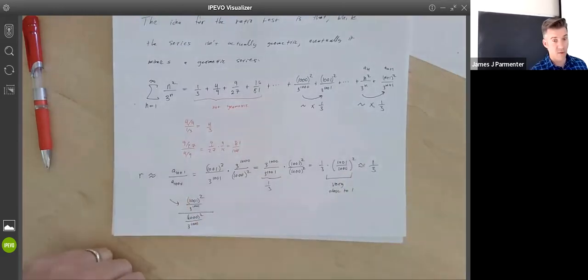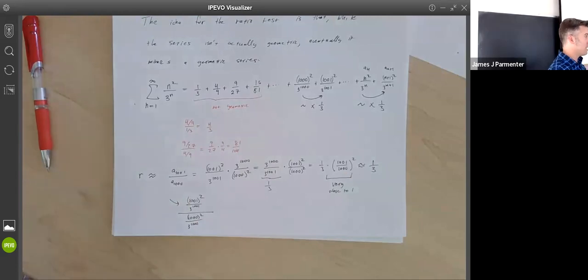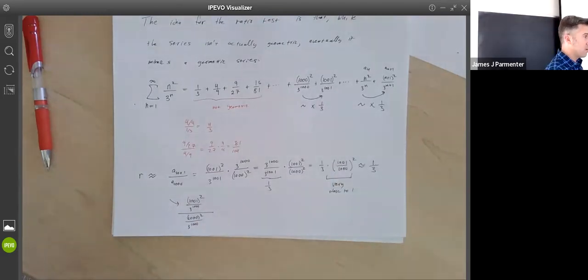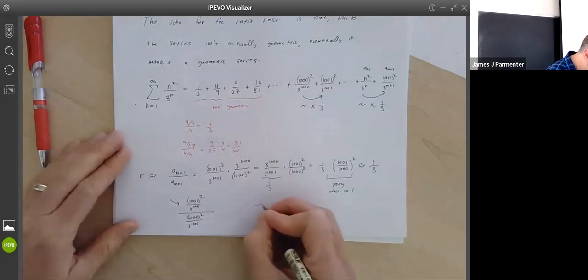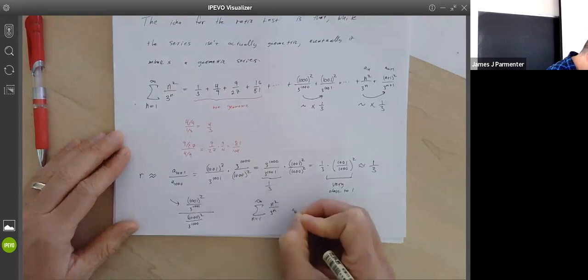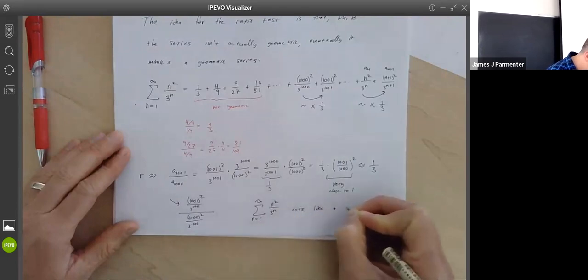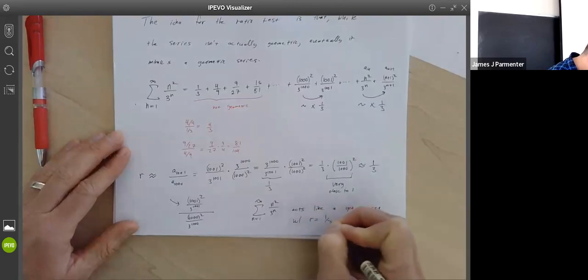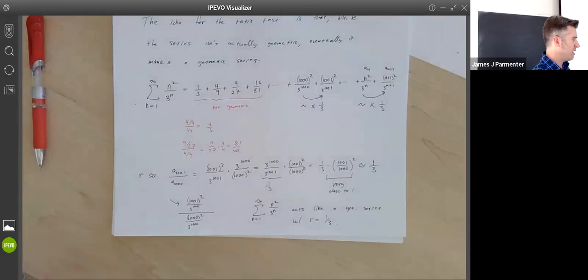And we can see that would be true for further terms, right? The next ratio would be even closer to 1/3, and closer and closer. So for these terms out here, the ratio between them is getting very close to 1/3. So this series acts like a geometric series with R equal to 1/3, which means we think it should converge or diverge. If the ratio is 1/3, should it converge or diverge? What do you guys think?